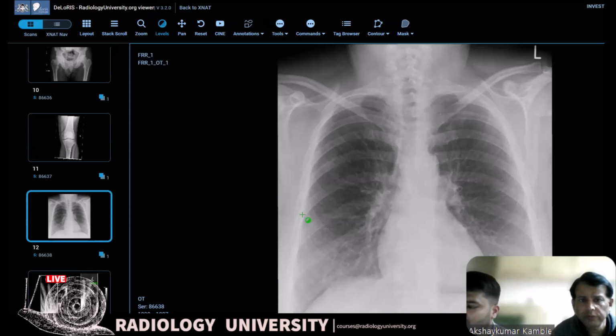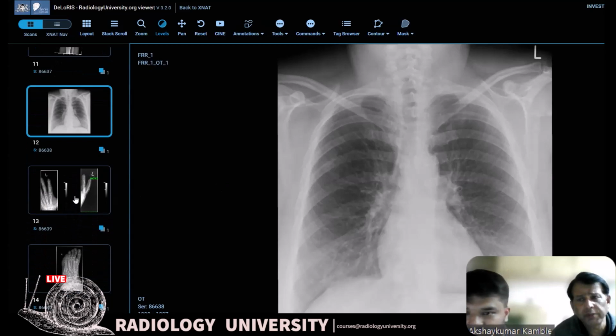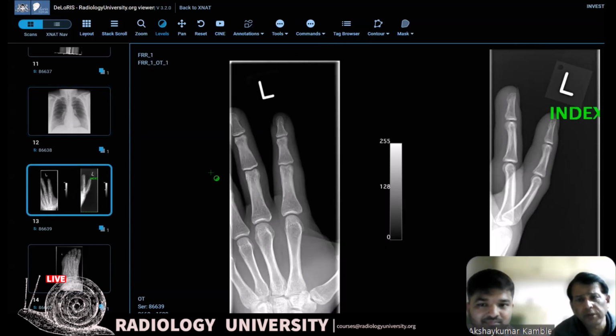So number 12, what did you guys write? Majority normal. This is a normal X-ray chest. So if anybody has any question that is not normal, and then that's it. It's a normal one. All the review areas normal, everything normal. Yeah. So next one, number 13.